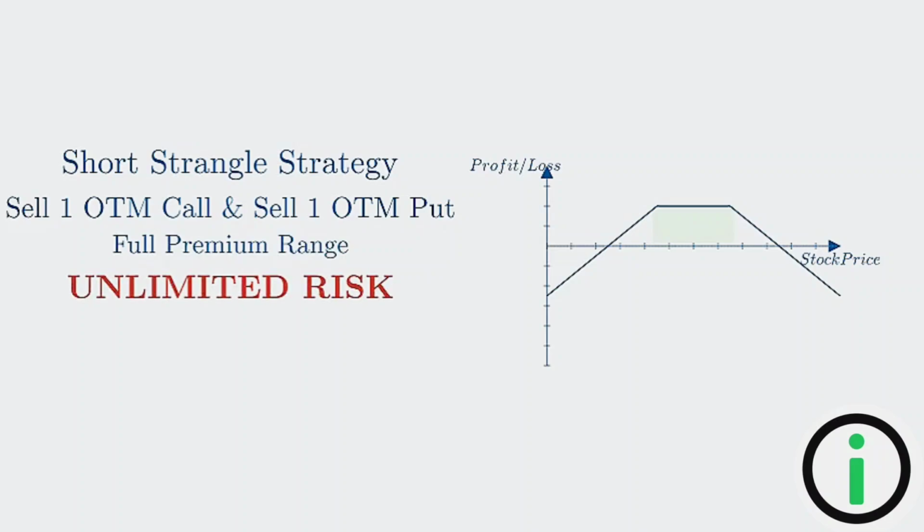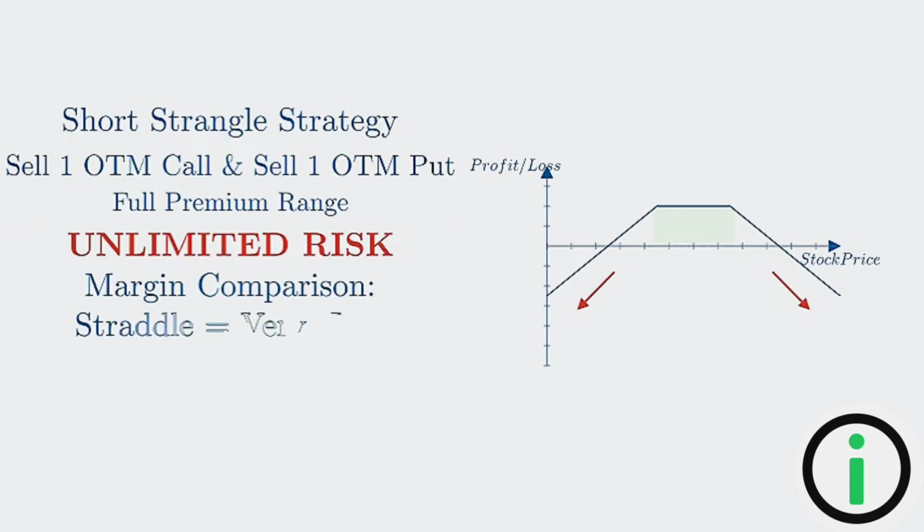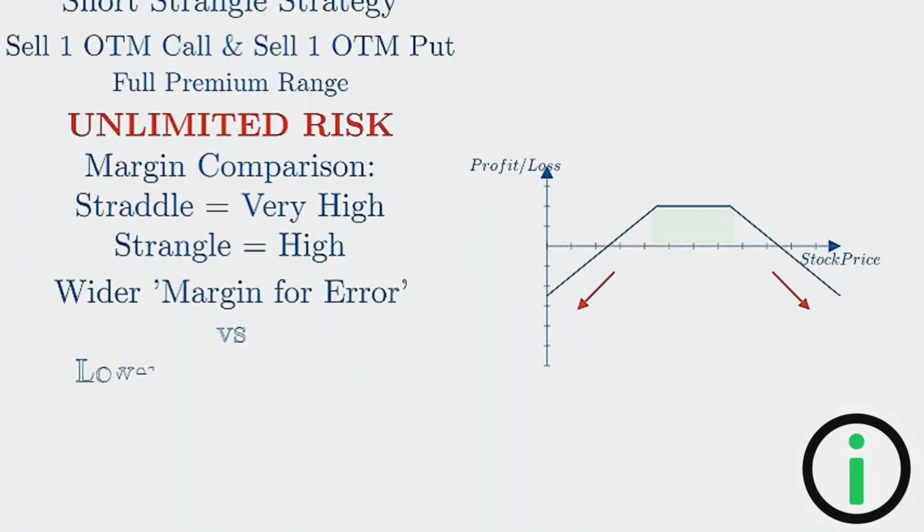However, the warning remains the same. Front and center, this strategy has unlimited risk. If the stock crashes or moons, you are on the hook. The margin is still high because you are selling naked options. You are trading a lower total premium for a higher probability of success. It is a classic trade-off. You give yourself a wider margin for error in exchange for a smaller paycheck.